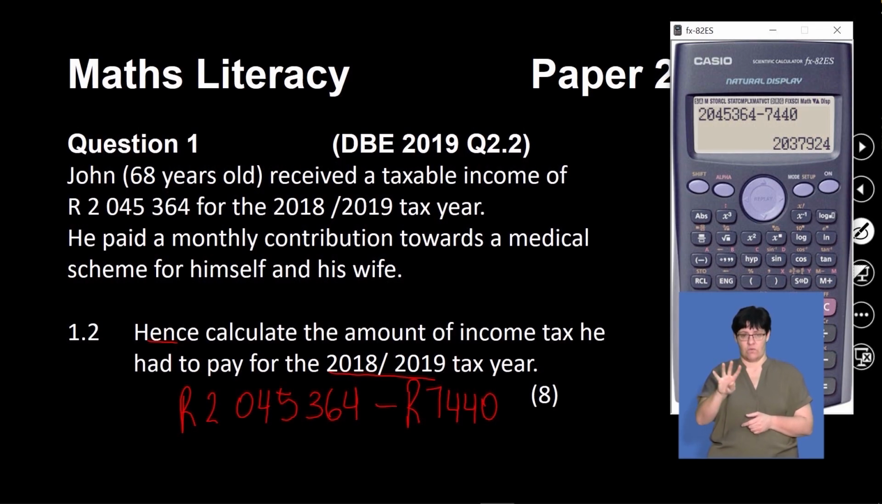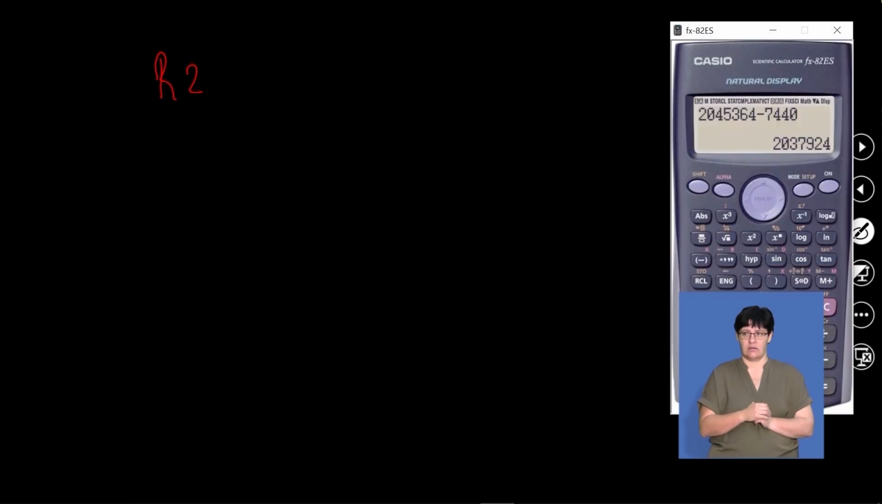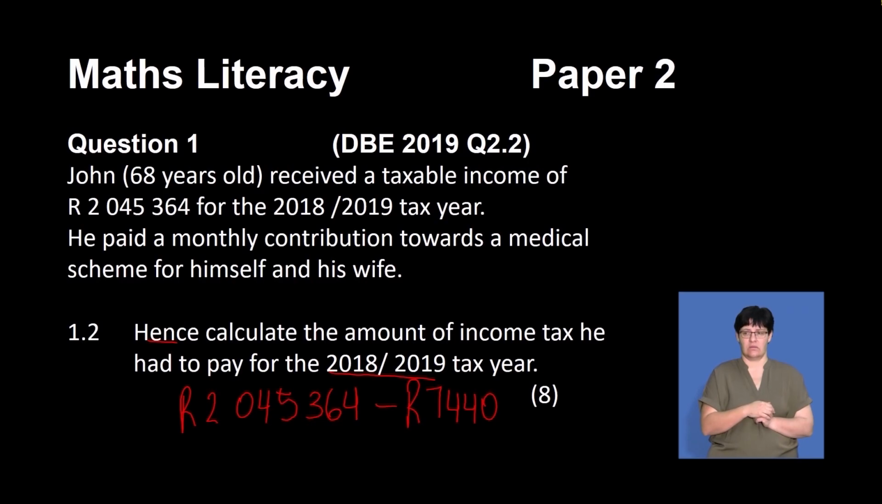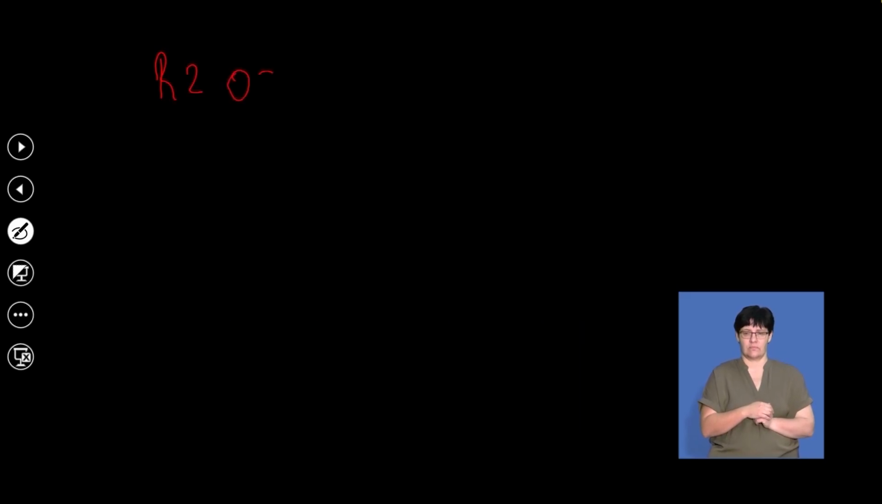2,037,924. Okay, so we're going to put that number in here. In fact, I'm going to go to the next page and write in this number. So it was 2 million, I think it was 037,924. I think that was the number.